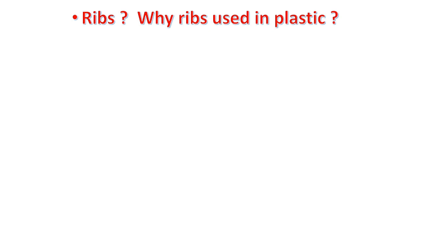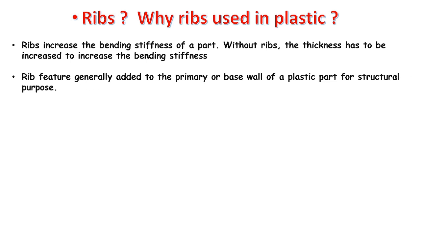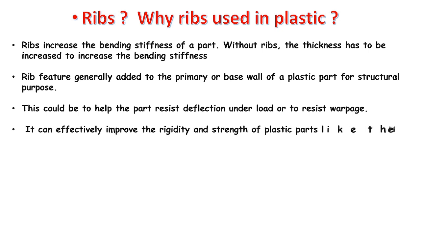So we will see ribs in detail. Why are ribs used in plastic? Ribs increase the bending stiffness of a part. Without ribs, the wall thickness would have to be increased to increase the bending stiffness. A rib feature is generally added to the primary or base wall of a plastic part for structural purposes, to increase the strength of that part. This helps the part resist deflection under load or resist warpage. Without ribs, the part can warp after molding at the time of cooling. Ribs can effectively improve the rigidity and strength of plastic parts, like an H-beam.